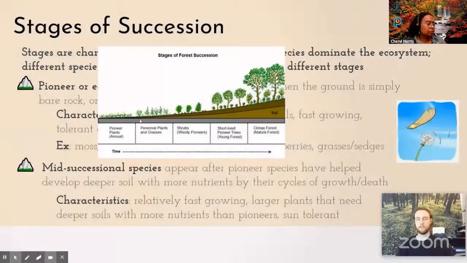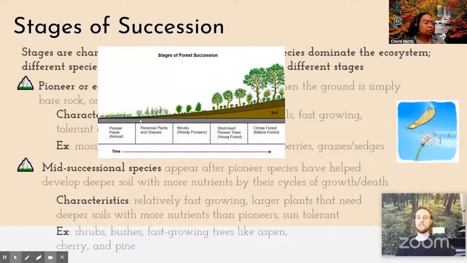If we want some examples to remember, we can think of shrubs and bushes, things that take a couple of years to start developing. Same thing with trees that are fast growing. So pine and cherry are two great examples of mid-successional species.